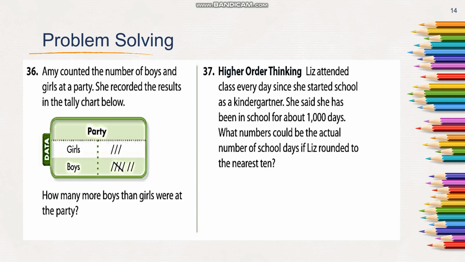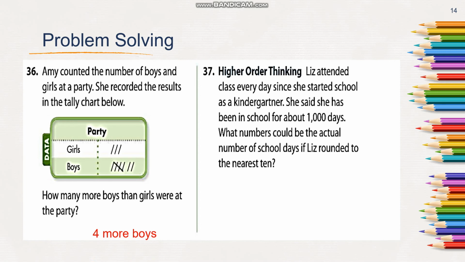36. Amy counted the number of boys and girls at the party. She recorded the results in the tally chart below. Girls 3, boys 7. So how many more boys than girls were at the party? We simply subtract 7 minus 3 and the answer is 4 more boys.